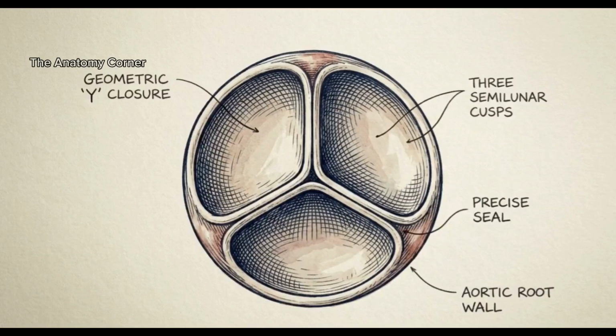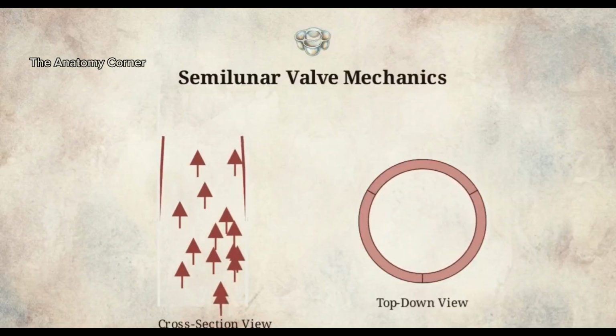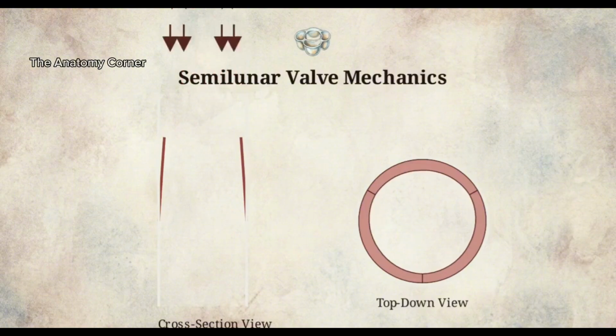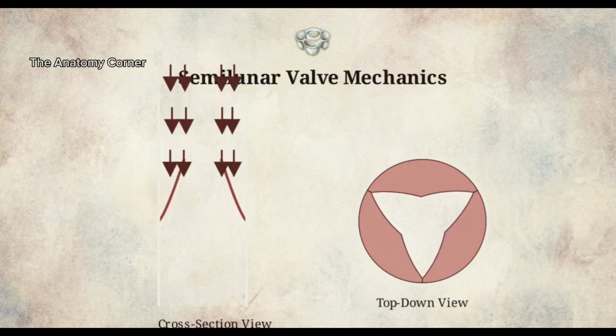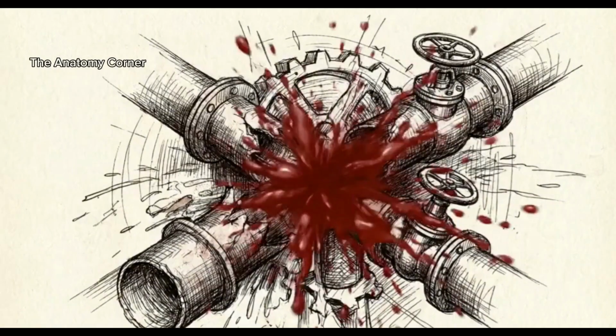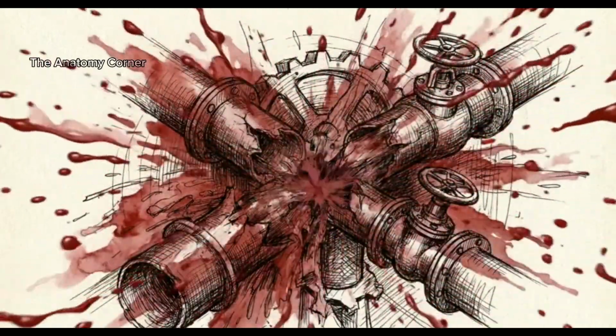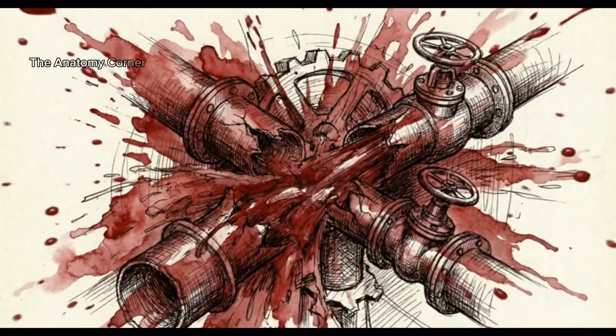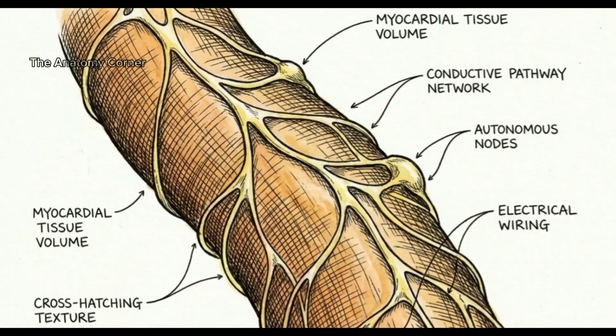Guarding the outflow tracts are the semilunar valves, the pulmonary and the aortic. Unlike the AV valves, these do not rely on muscular tethers. Instead, their pocket-like cusp geometry catches reversing blood, snapping shut under pressure. Without this structural anchoring and geometric precision, the high-pressure gradients generated by the ventricles would instantly collapse into fatal multidirectional flow.